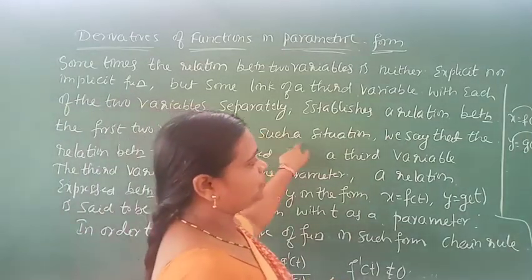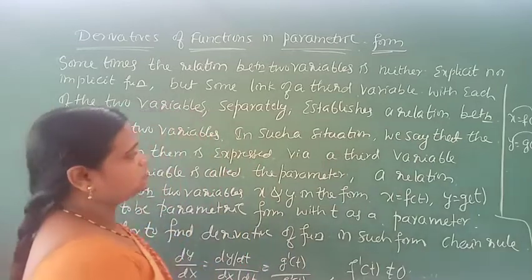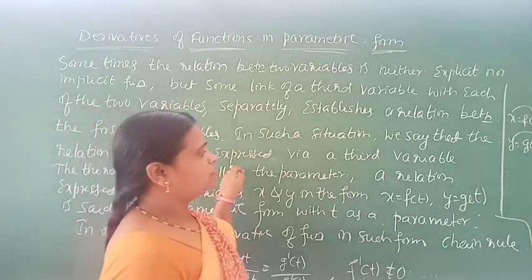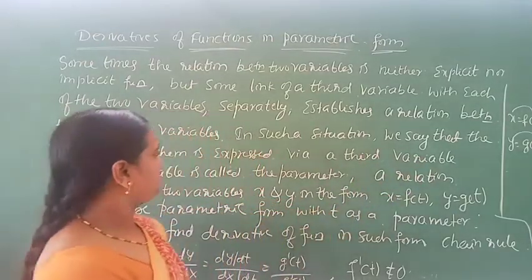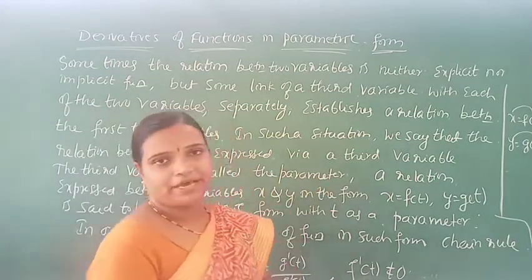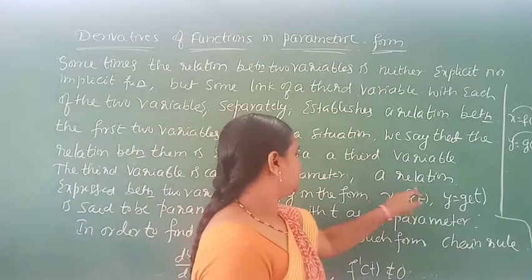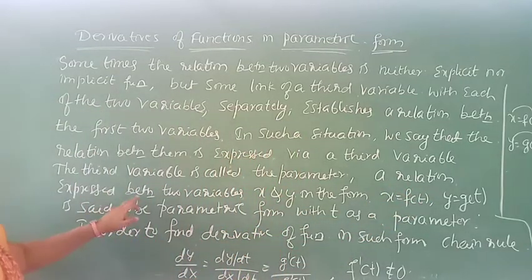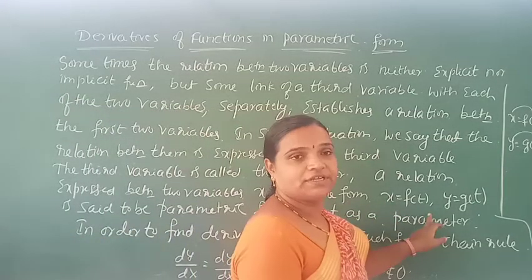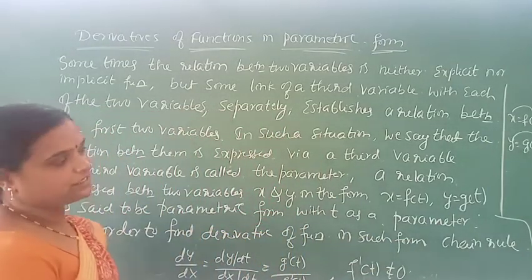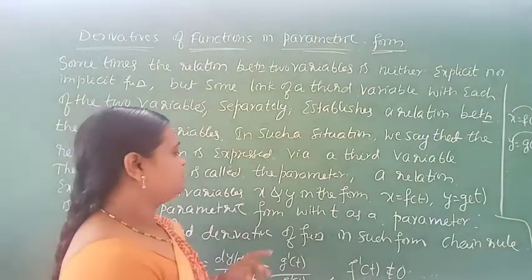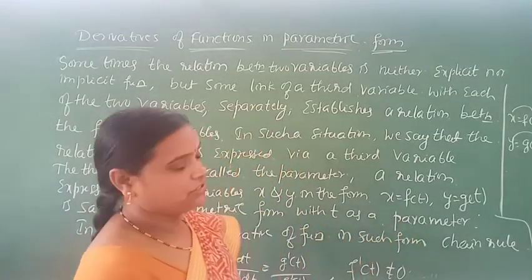In such a situation, we say that the relation between them is expressed through a third variable. The third variable is called the parameter. A relation expressed between two variables x and y in the form x is equal to f of t, y equal to g of t is said to be parametric, with t as a parameter.